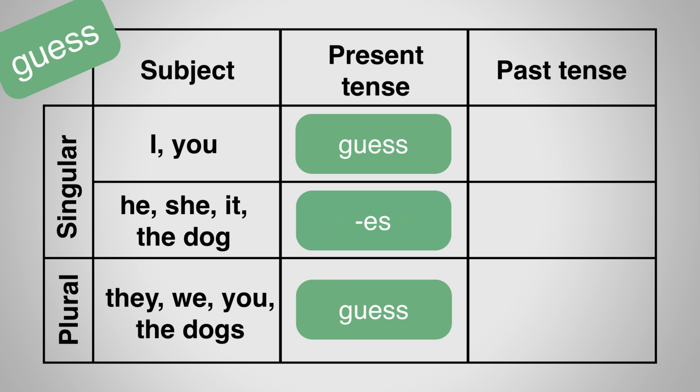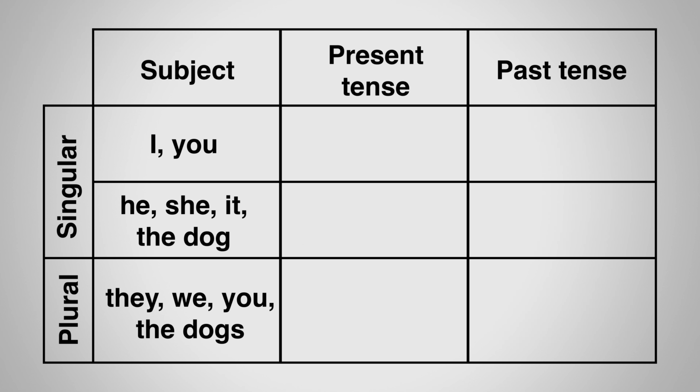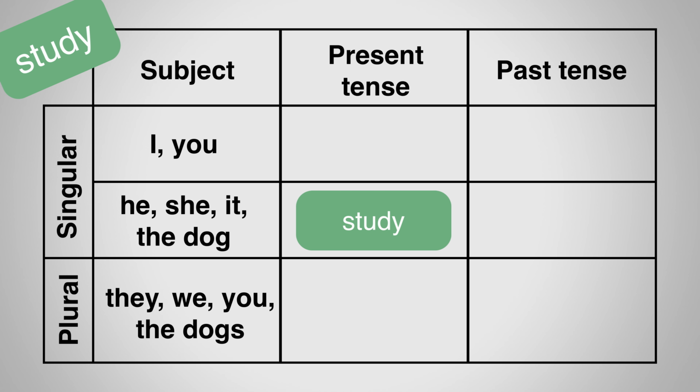The past tense of the verb to guess follows the same rule as the verb to walk. We just add ed. For example, I guessed or it guessed. There's one other verb ending in the present tense to be aware of, and that is verbs that end in a consonant and then a y. An example would be to study. When it's used after he, she, it, or a singular noun, the y becomes i and you add es. For example, he studies.